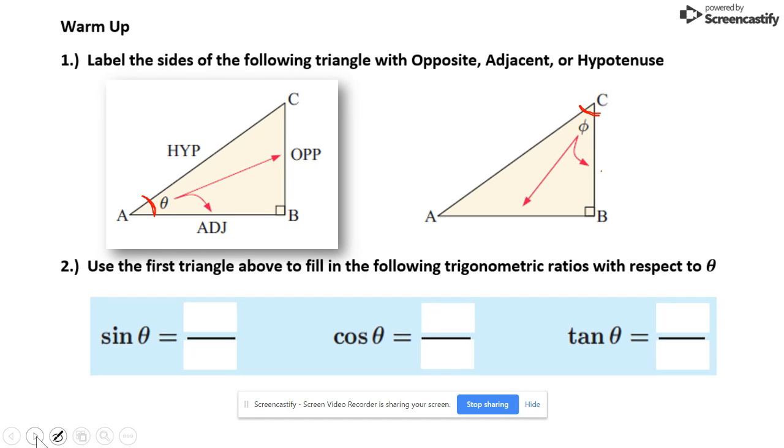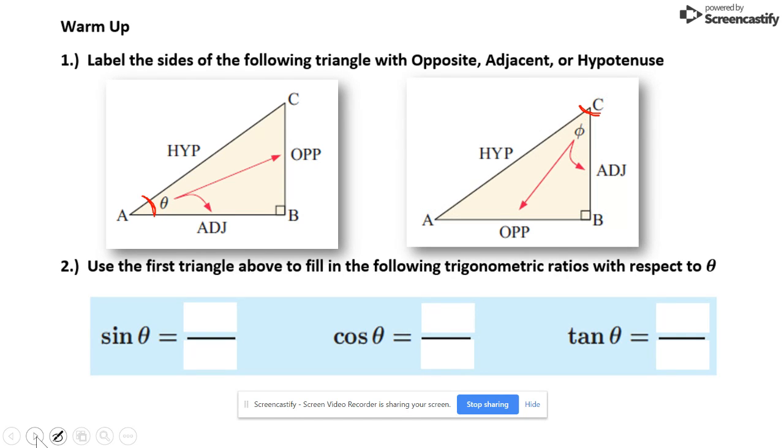And then for the second triangle, when we're referencing the other angle, those sides switch around a little bit. Remember, the hypotenuse always stays the same. The hypotenuse is always opposite the right angle. The opposite this time is across from C, and the adjacent is the side that helps create C.